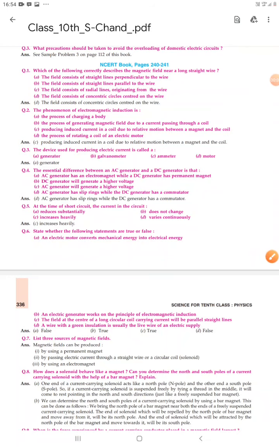Good morning, students. Today we will discuss the NCERT exercise of the magnetic effect of electric current. As we already discussed the whole chapter, now we are able to give the answer to every question in the exercise. Okay. Now our first question you can see here.